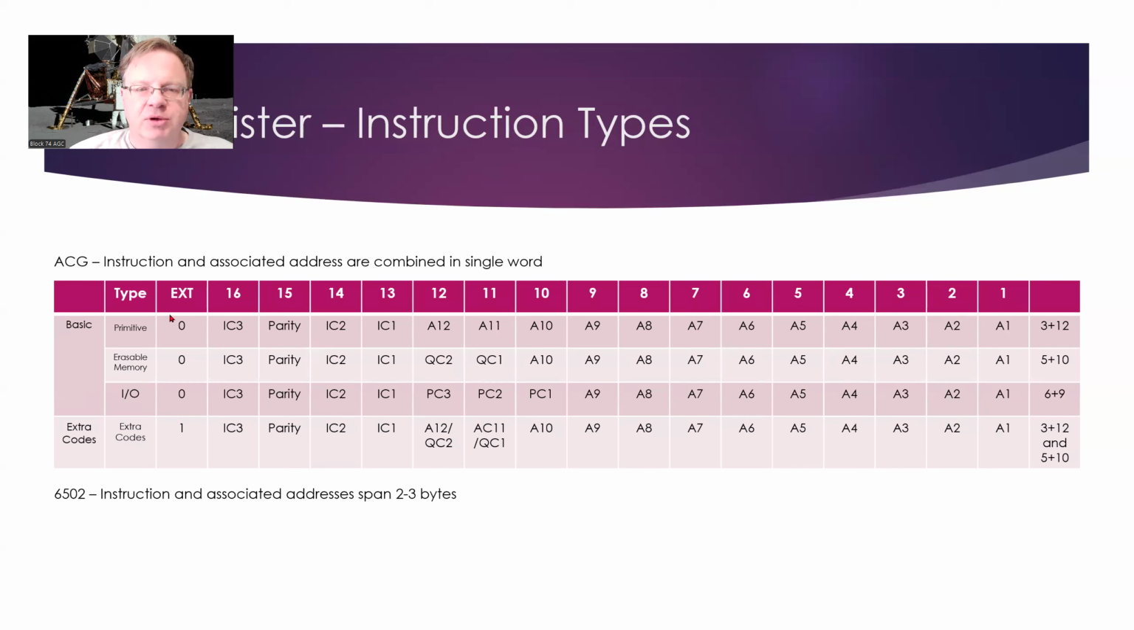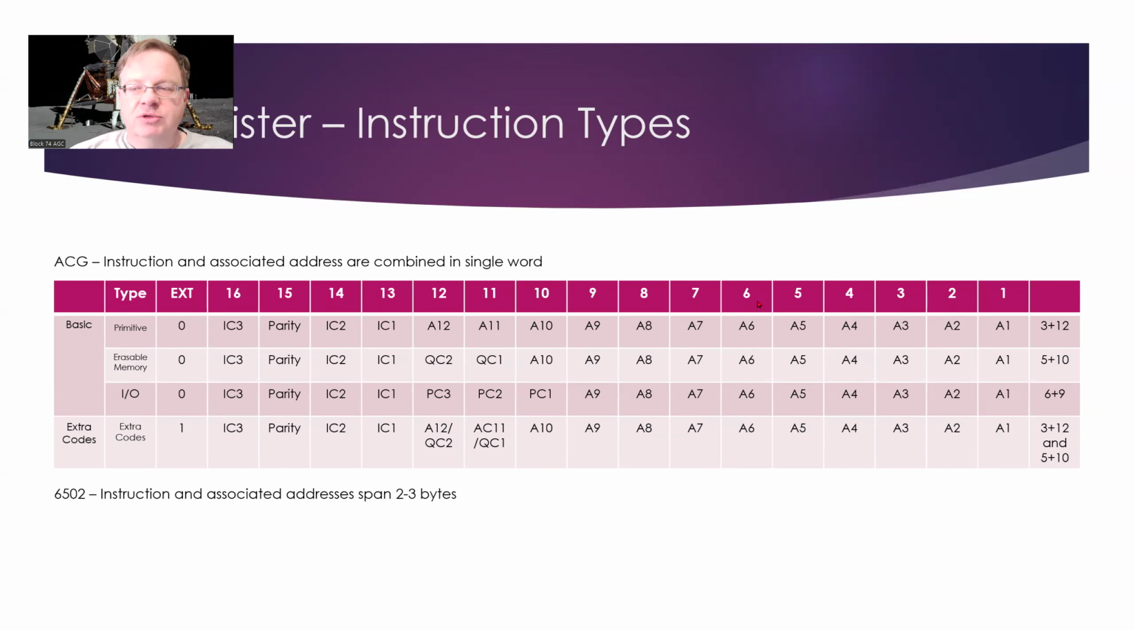the Apollo Guidance Computer, one thing you'll notice is that the way the AGC works is that the instruction, so the opcode or the instruction code, and the associated addresses that it uses are actually combined into a single word. So the way it's broken down, there's almost four different big groups of how the instructions are organized. But we'll start off with what are sometimes called the primitive, or the basic primitive instructions.